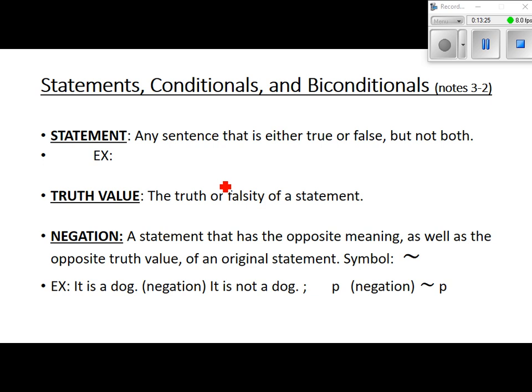So on the statements, conditionals, and biconditionals. First of all, a statement is any sentence that is either true or false, but not both. And I've left the blank here for an example. Make a statement up for me. The tree is red. Statement is anything that can either be true or false.